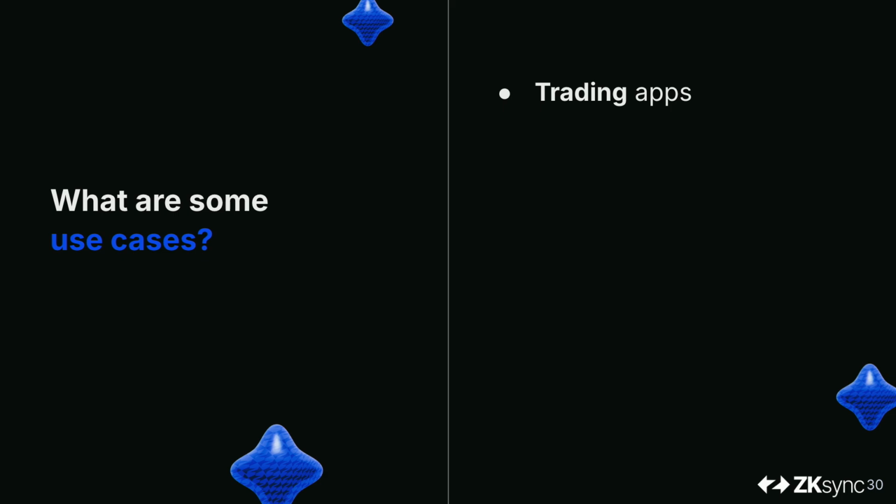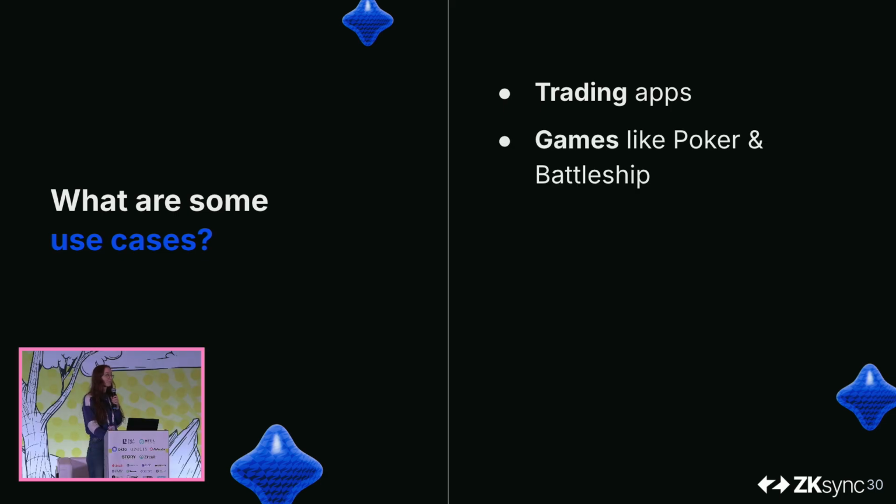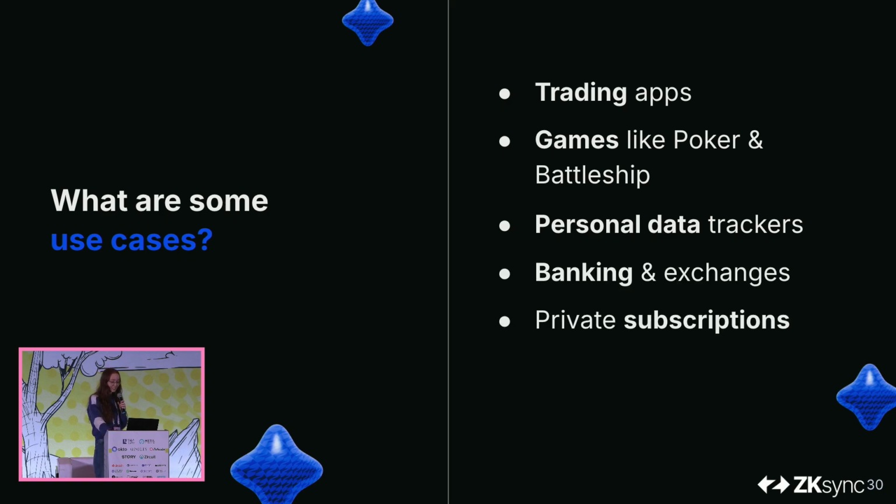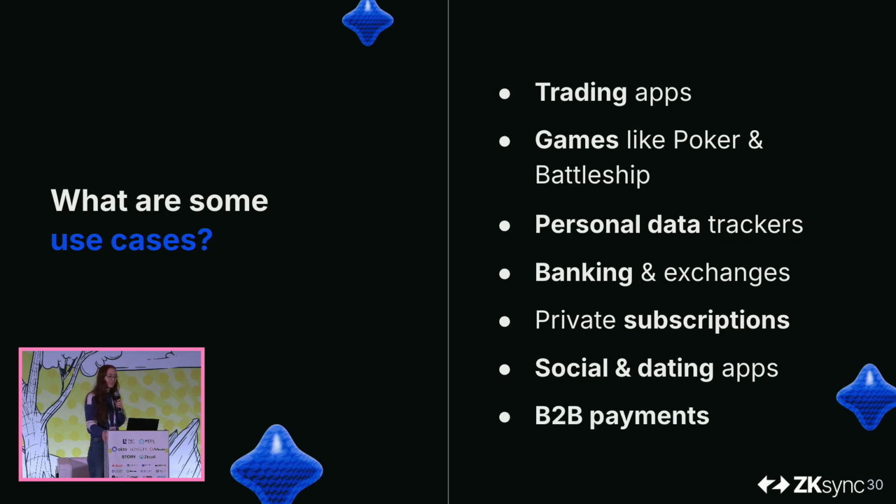So trading apps, games like poker and battleship and other games that require privacy, I think are really good use cases for this. Personal data trackers, banking and exchanges, private subscriptions, social and dating apps, B2B payments. You can imagine all these apps exist today in Web 2, and they're using basic Web 2 tech. They want to be able to keep some of that privacy. Sometimes it's the use case, sometimes it's just about, okay, this is our data, and we want to be able to do what we want with it.